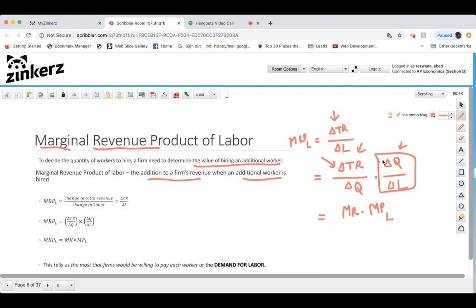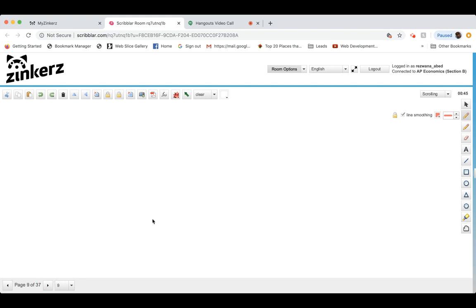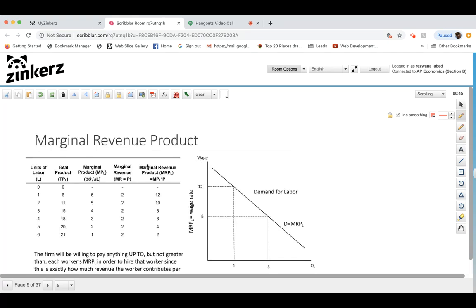What is the change to my total output by hiring one more worker? So that is basically your marginal product of labor. So MRPL is just this, the product of marginal revenue times the marginal product of labor. Okay? And now let's take a look at what it looks like on a table, because sometimes numbers help us understand things better than just formulas.